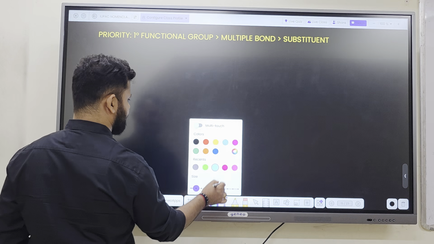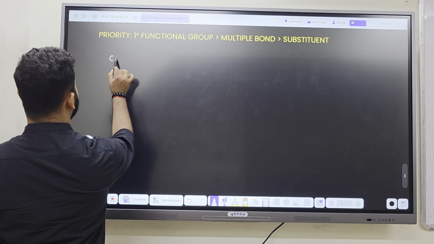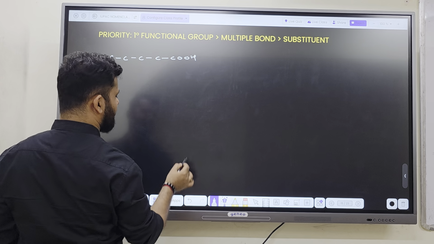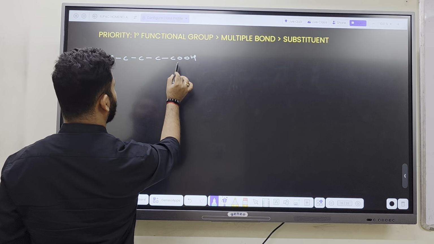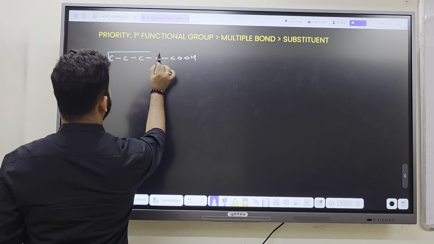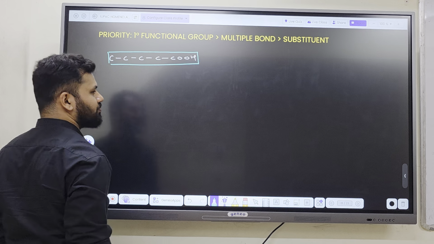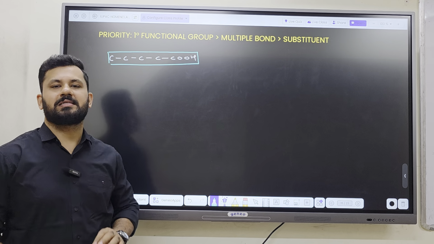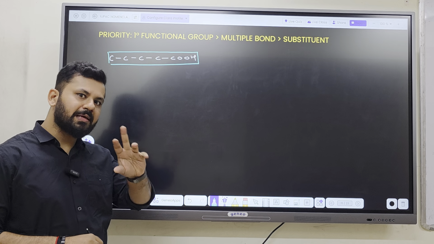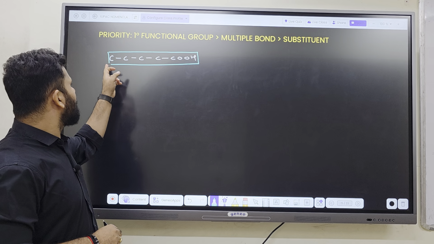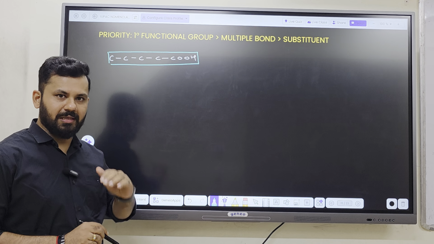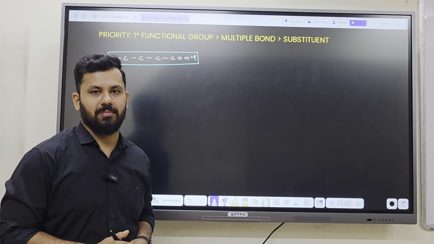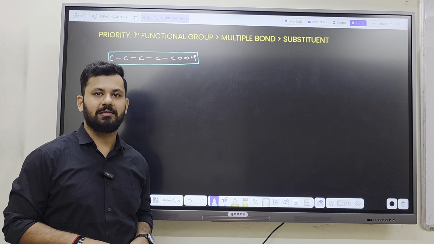We'll take one simple example. Say that we are given this particular carbon compound. In this, carboxylic acid is my functional group. So when selecting the parent carbon chain, we'll select the parent carbon chain like this. Once the PCC is selected, your major task is done. Now when numbering, there are only two ways. Either we can go from left to right in numbering the PCC, or we can come from right to left. There is no third possibility.